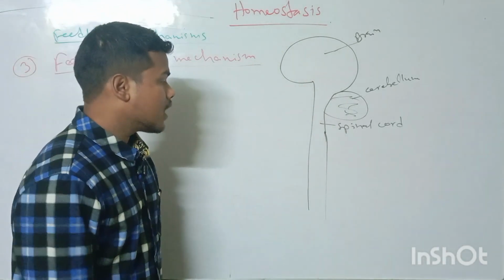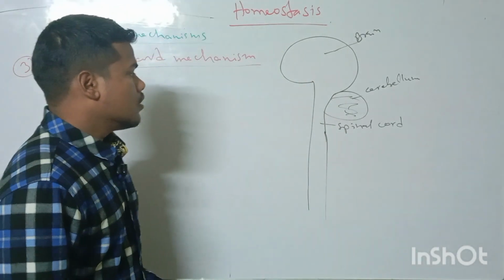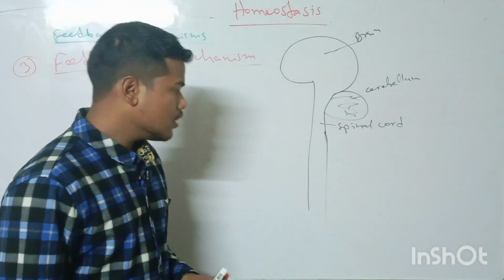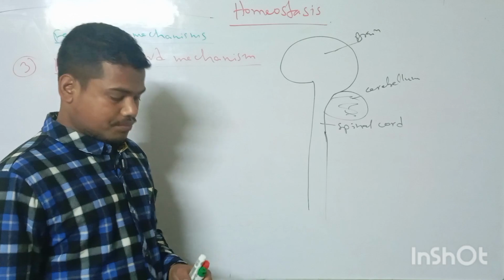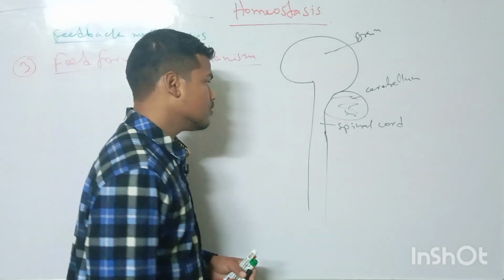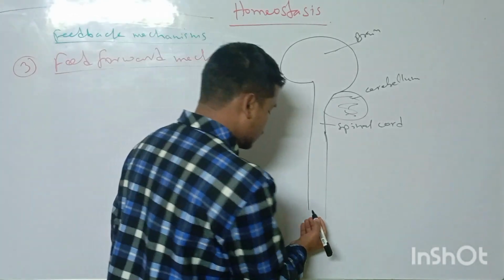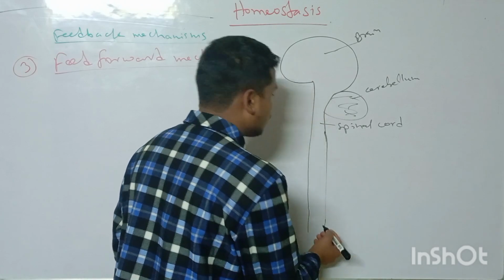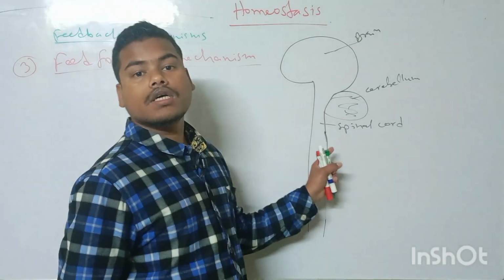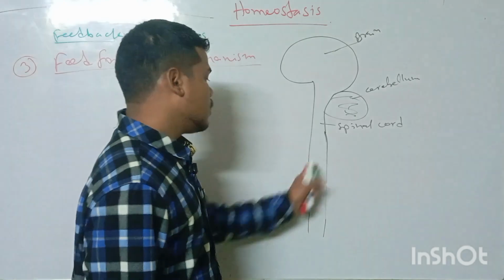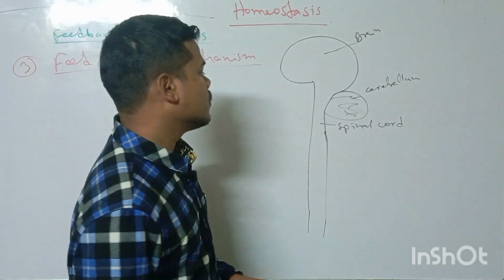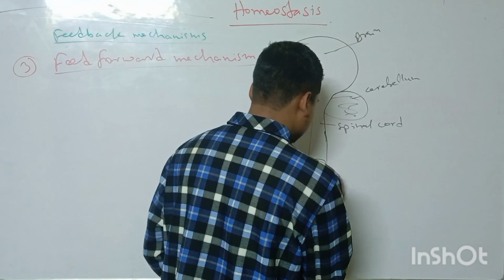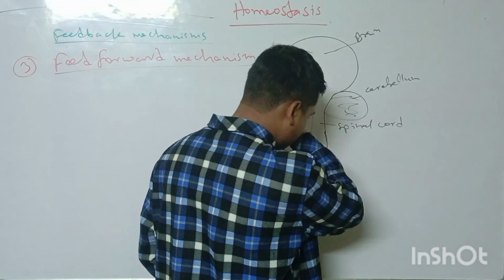Feed forward mechanism is the anticipatory action of the body that often operates during the spinal cord reflex. What happens here? Spinal cord reflex. Let's suppose this is a particular cord segment.